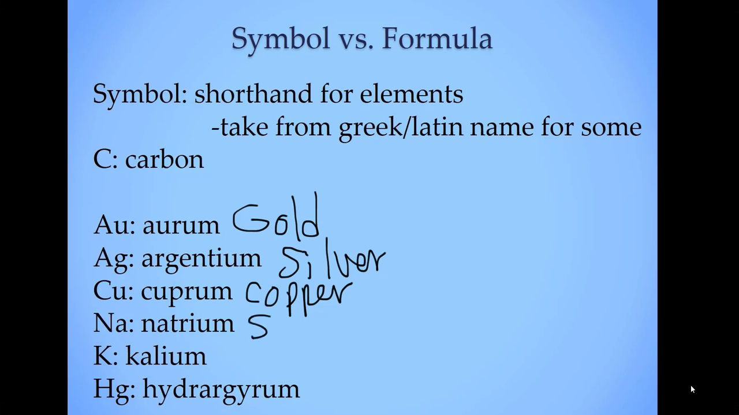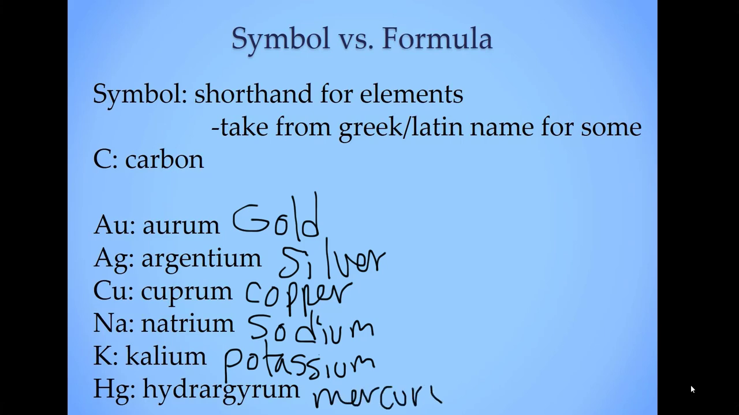Na is sodium. K is potassium. And Hg is mercury. So you just have to watch out for those, and just an extra memorization step.